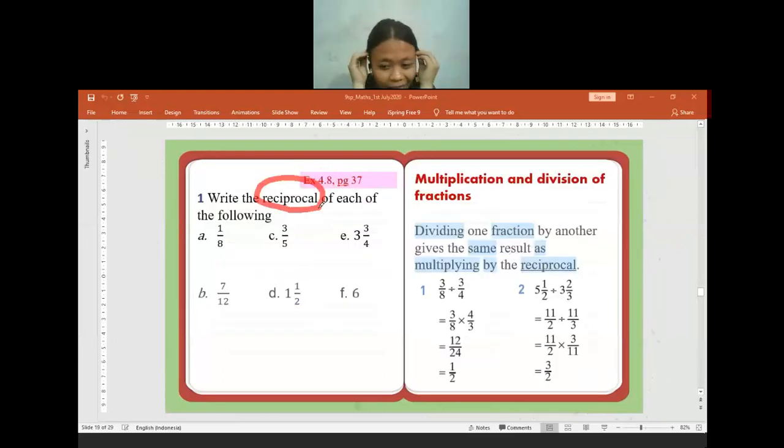Anyone want to help me? What is a reciprocal? Yes, the one that we flip upside down. So what is the reciprocal of 8? 8 by 1. So a reciprocal is the number that we flip upside down. So for 3 per 5, what is the reciprocal of 3 per 5? 5 per 3. Okay.